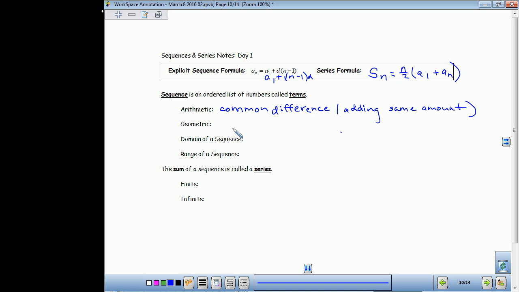First is geometric. Instead of adding, what are we doing to go from term to term? We're multiplying. So it has a common ratio, because we can take any term and divide it by the term before it and find that multiple. So here we are multiplying by the same amount over and over again.